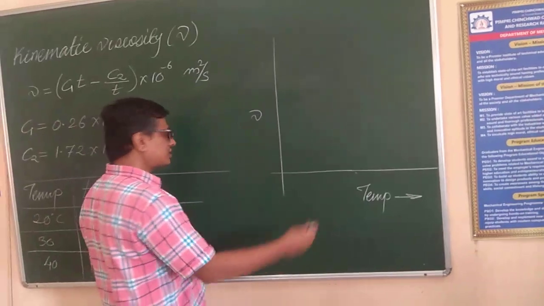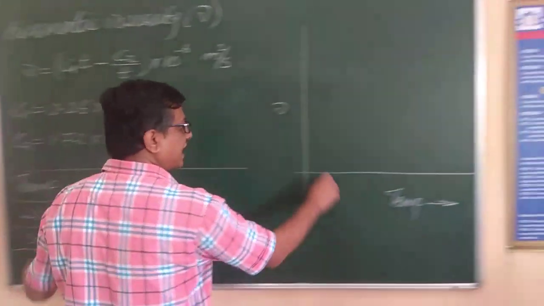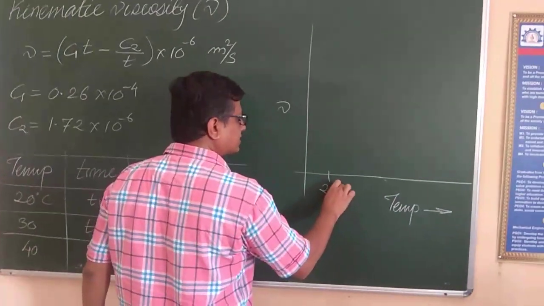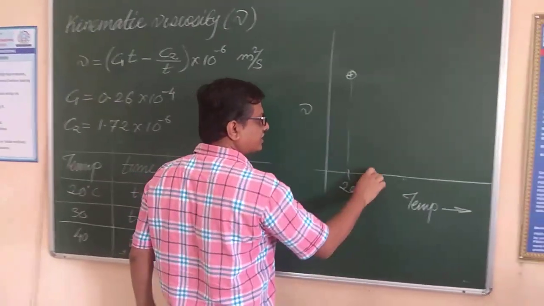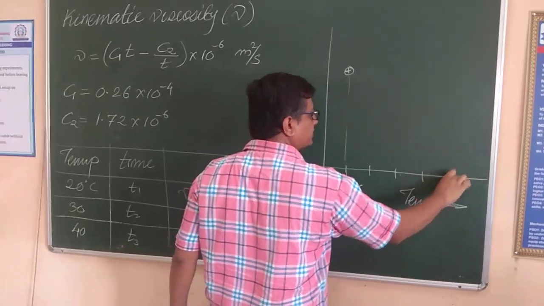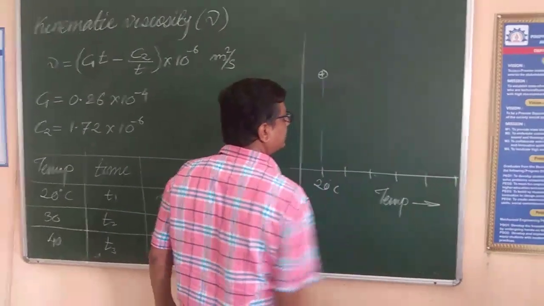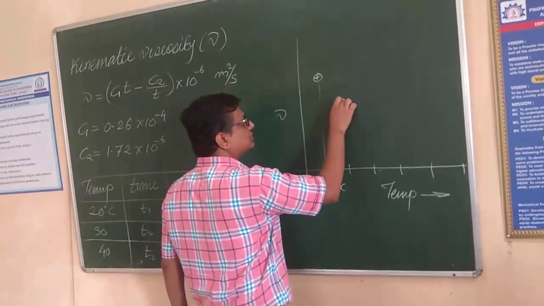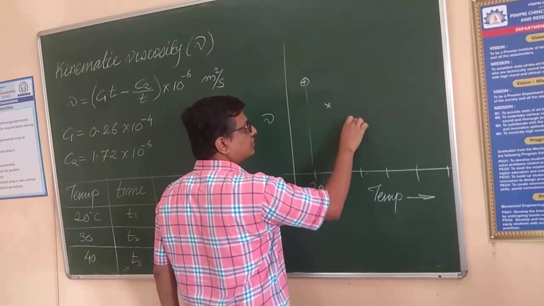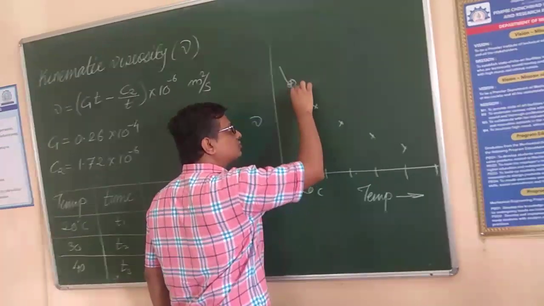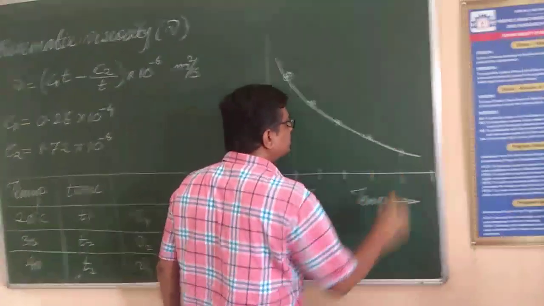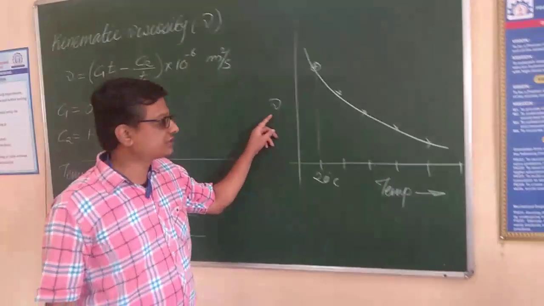Now let us say for the first reading, at 20 degrees Celsius, I got the kinematic viscosity something over here. Next, when I increase the temperature to 30, 40, 50, 60 degrees Celsius and like that, you will observe that the kinematic viscosity is decreasing. You will get the points to be something like this. And if I join all the points by a smooth curve, I will get the variation of kinematic viscosity with respect to the temperature.